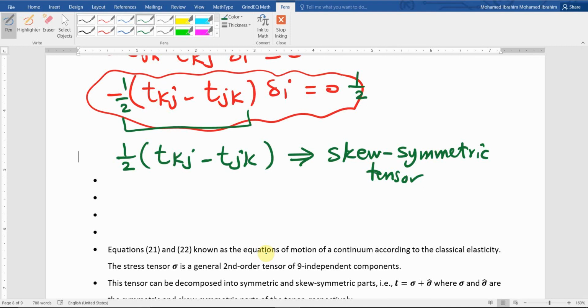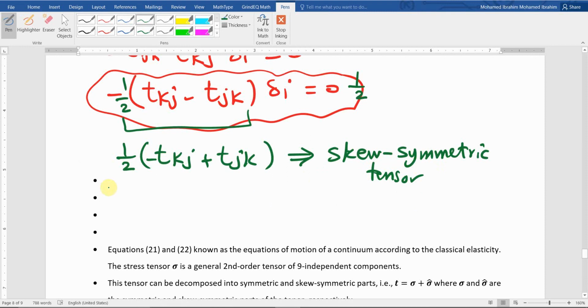So, if you have a general tensor that has 9 independent components, to find the skew symmetric part of this tensor, it should be 1 over 2, the tensor negative its transpose. If we multiply this half here, this will be negative, this will be positive, it's going to be the same. It means that here we are talking about a skew symmetric tensor, right?